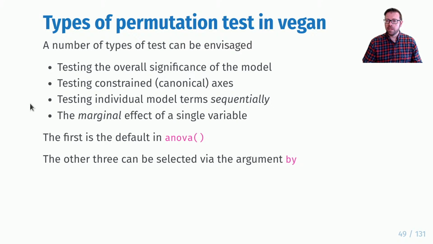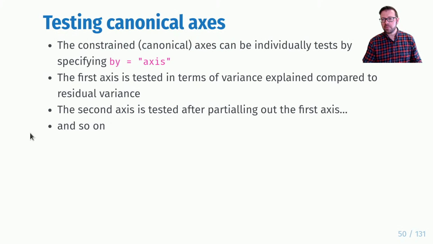Okay. So the default is the top one, and then you choose from these other three using the by argument. If we do by axis, what's happening is the first axis is tested, and that's how much variance is explained by that first axis compared to the residual variance. Then we partial out the first axis, and that allows us to test the next axis, because the second axis would become the first. And then we test that axis against the residual.